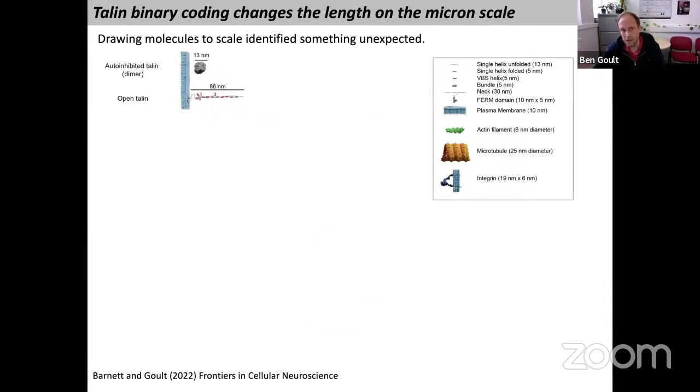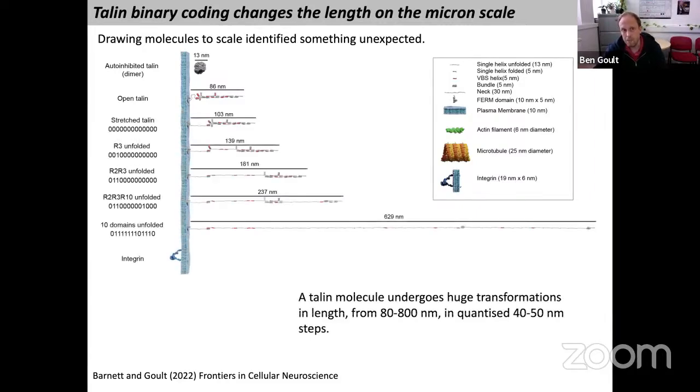And when you draw that, then what you can start to see is that this molecule is undergoing dramatic changes in its dimensions from a compact 86 nanometer long molecule, unpacking these domains and going in quantized 40 to 50 nanometer steps in its length. And it's 40 to 50 nanometer relocating of these binding sites for these different proteins.